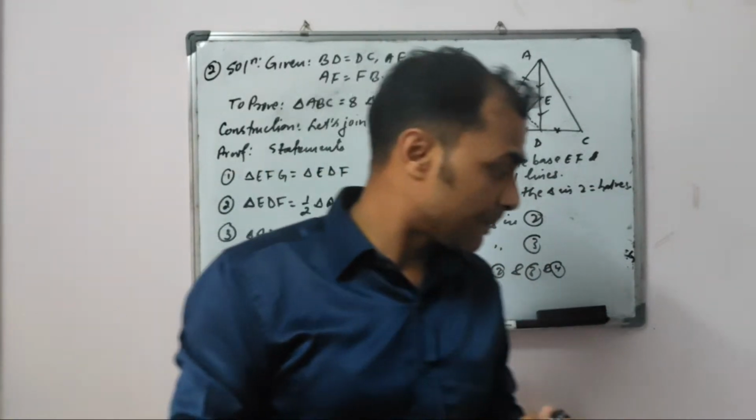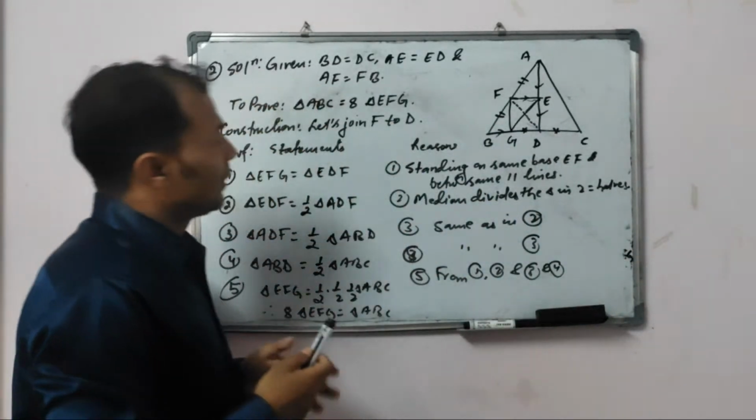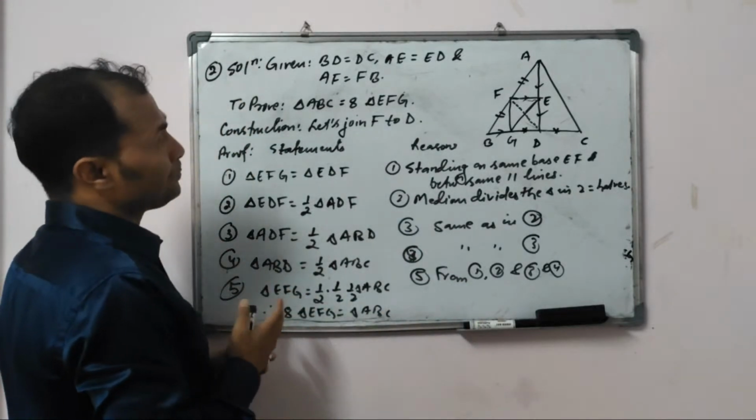Is this clear, guys? Sir, again. Okay, who is that again? Look here once. Ashish is asking to explain again.